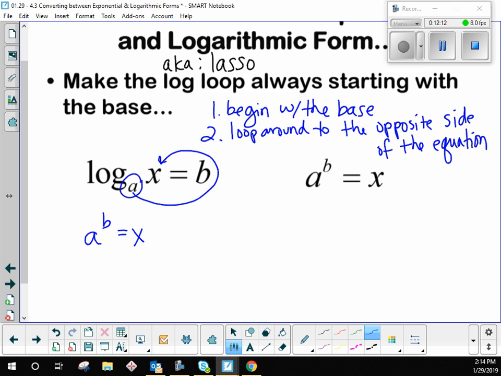Okay, you're going this way. A to the b equals x. You end up where you started.